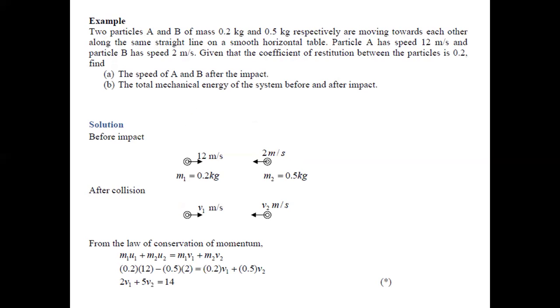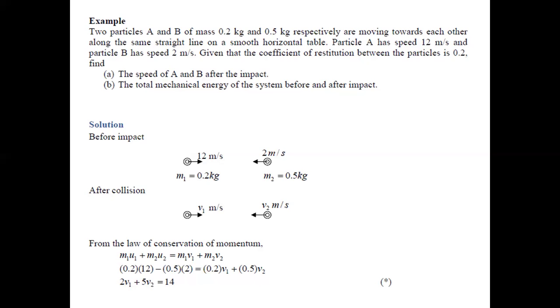Another example. Two particles A and B of mass 2.2 kilograms and 0.5 kilograms respectively are moving towards each other along the same straight line on a smooth horizontal table. Particle A has speed 12 meters per second and B has speed 2 meters per second. Given that the coefficient of restitution for the particles is 0.2, find (a) the speed of A and B after the impact, and (b) the total mechanical energy of the system before and after impact.